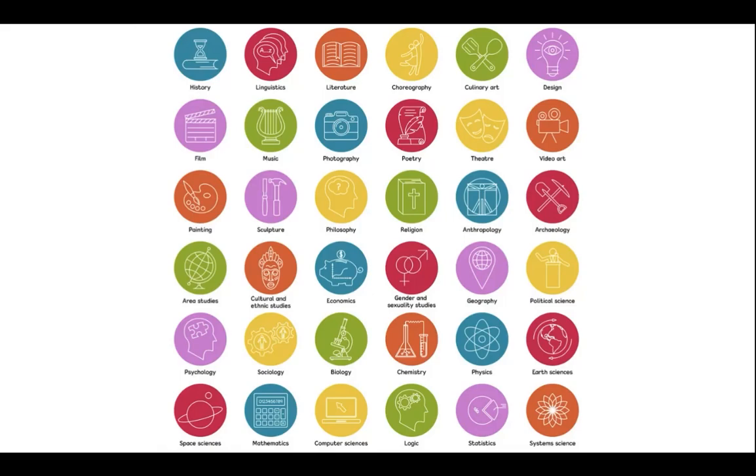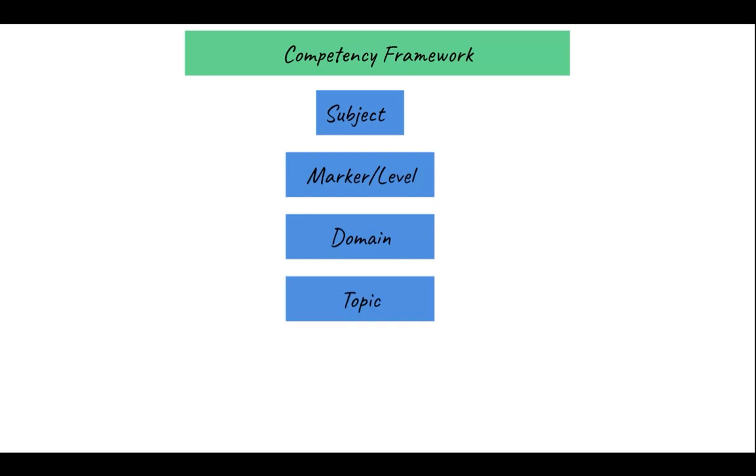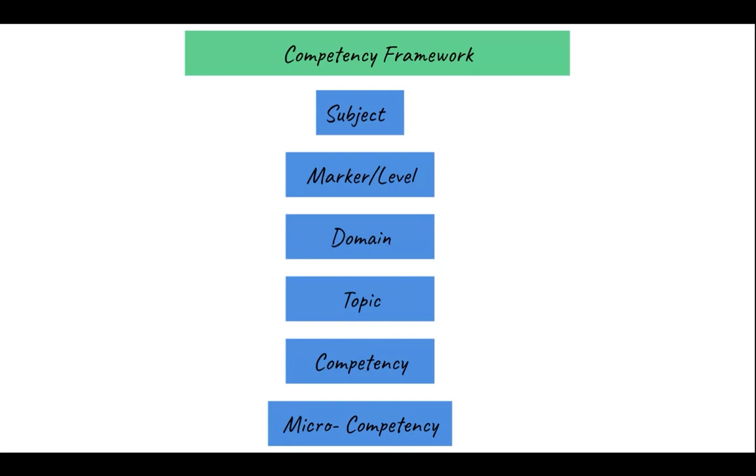Any learning discipline can be translated into the framework and is required for all the courses that are on the Navigator. The framework defines the hierarchy of the course that is to be developed. It includes the subject, the marker or level, the domain, topic, competency, and micro-competency. Let us understand these further by looking at what each of these mean in detail.